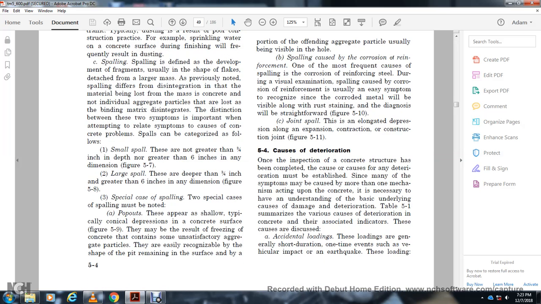Once the inspection of the concrete structure has been completed, the cause of any of the deterioration must be established. Many of the systems may be caused by more than one mechanical activity upon the concrete. It is necessary to have an understanding of the basic underlying causes of the damage and deterioration. Table 5.1 summarizes the various causes of the deterioration of the concrete. The associated indicators are discussed.